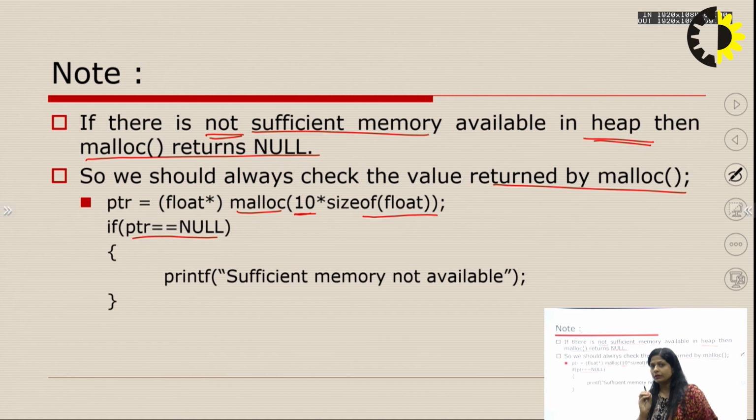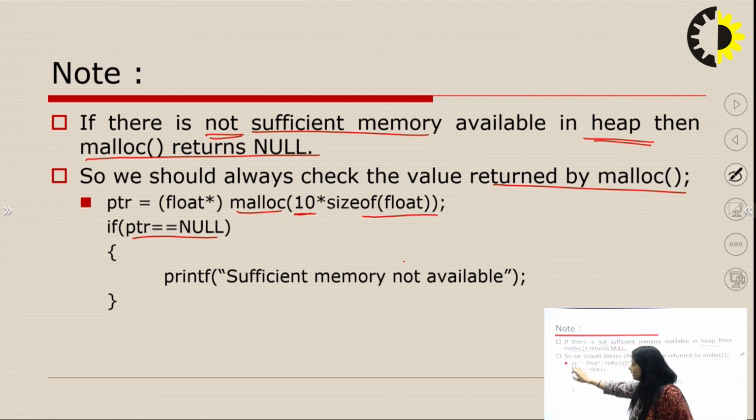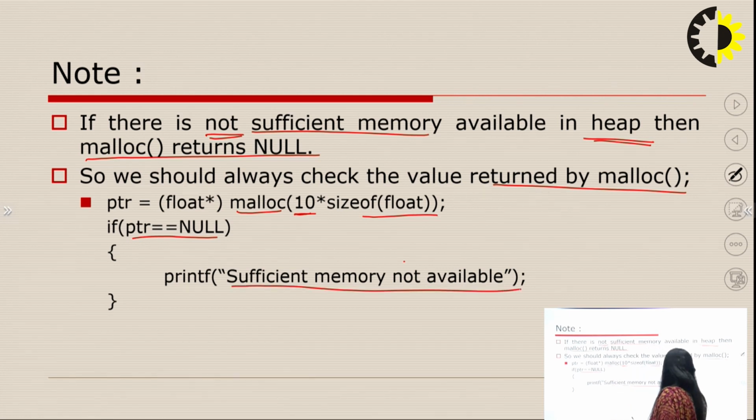But we are assuming a case when the memory is not available. That means what will it return? It will return null. So what is the value of ptr? The value of ptr will now become null. If it is null, then we will simply print a message, sufficient memory not available, right? So that's how we can check whether it is returning the address of the first byte, or it is returning null.